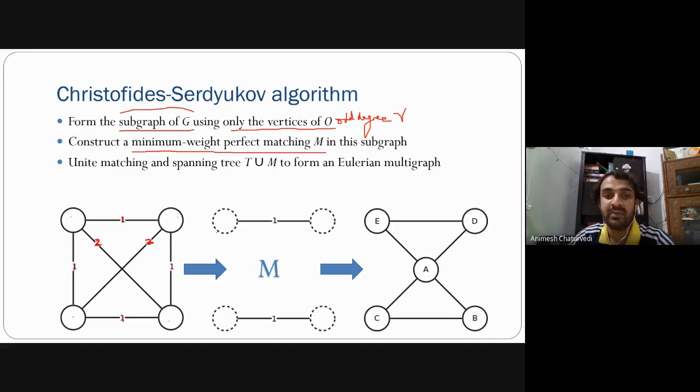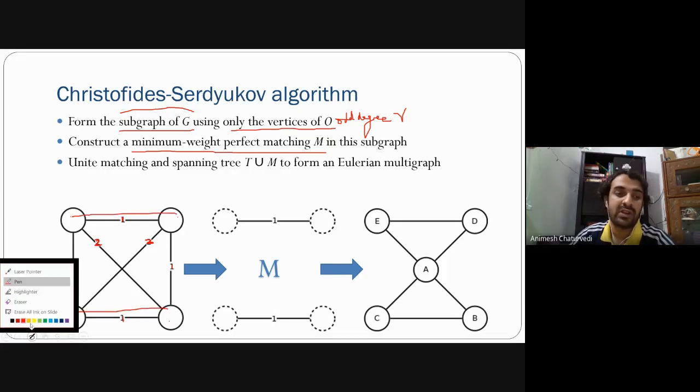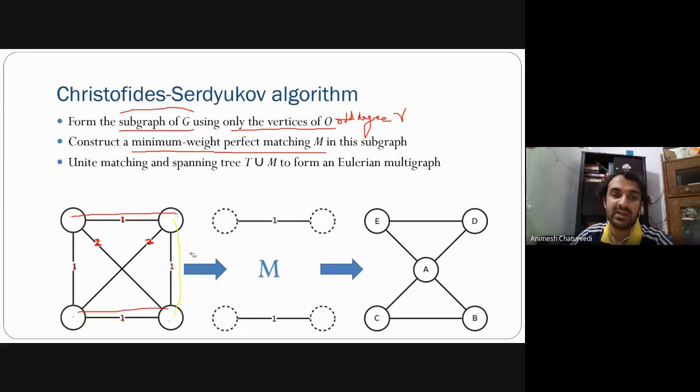And what is a minimum weight perfect matching? This should be the perfect matching, this and this. Alternatively, you can also create this type of minimum weight perfect matching, because this is also 1, 1. There are two possible solutions for this minimum weight perfect matching, but we had chosen the one given in the M. Now you have to do what?